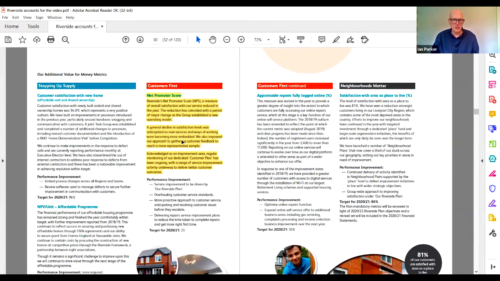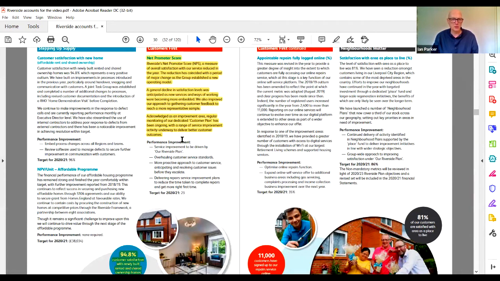However, what you also want to know is what's the satisfaction of existing tenants? Well, within the sector there is a measurement known as a Net Promoter Score, and unfortunately in this one the overall satisfaction with the service has reduced. They explain there that it's coincided with a period of major change as the group established a new operating model. So there's reasons behind it. I would have expected the actual figures to be reported here, but I'm sure they will be going forward.